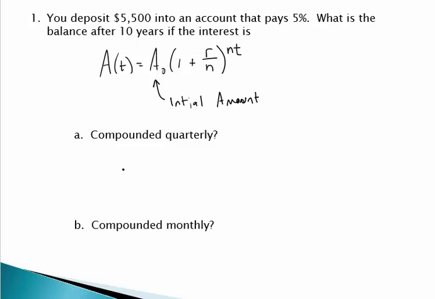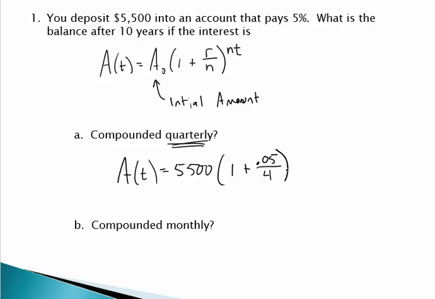All right, so if it's compounded quarterly and I'm investing for 10 years, then before I plug in the 10, my function will look like this. $5,500 times 1 plus, remember, as a decimal, 0.05, the decimal equivalent of 5%. Compounded quarterly gives me my value for n. That's 4 times a year. And up here I have 4t. Okay, so that's my function where the independent variable is t.